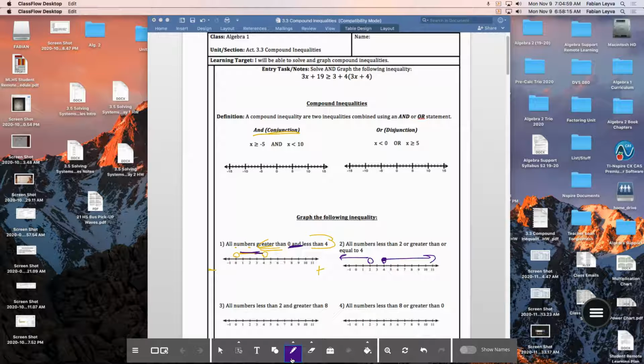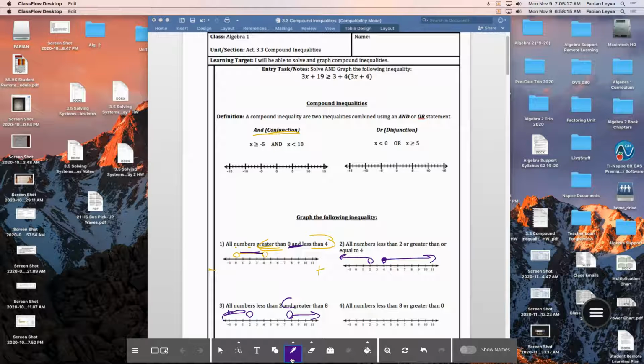All numbers that are less than 2. So here is my 2. My less than numbers are over there, so that represents that. And greater than 8. So here is my 8, and it is greater than. Now, let's analyze this for a second. All numbers that are less than 2 and greater than 8.